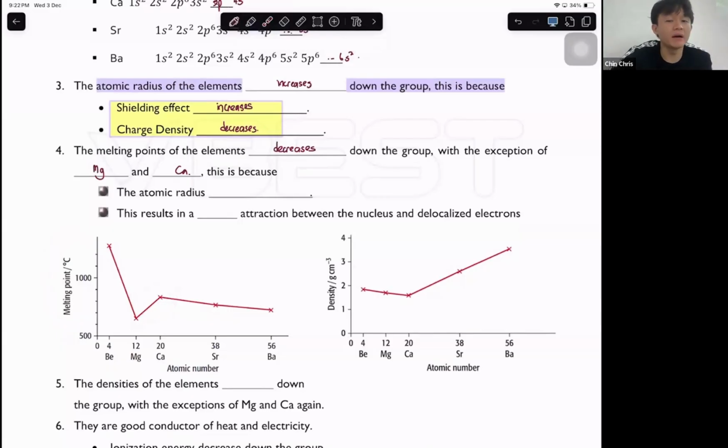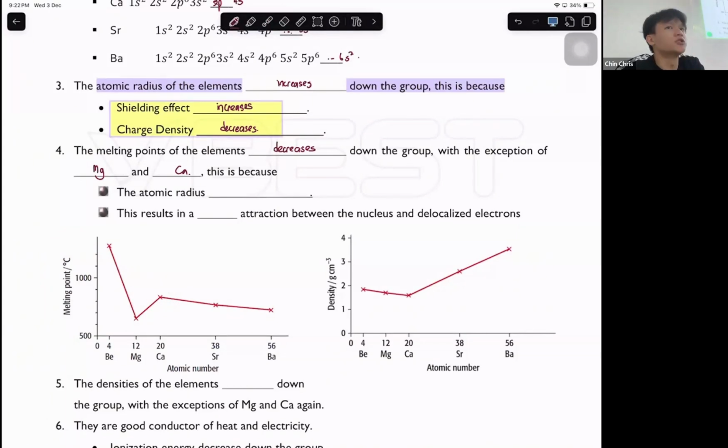All right, guys, why does melting point decrease down the group? What's the reason, guys? When we talk about melting point, we always have to talk about what? Please tell me. I'm not telling you guys, you guys tell me. This is a recap.